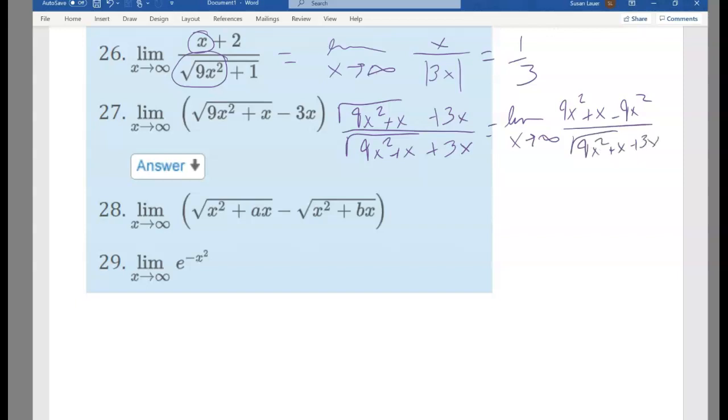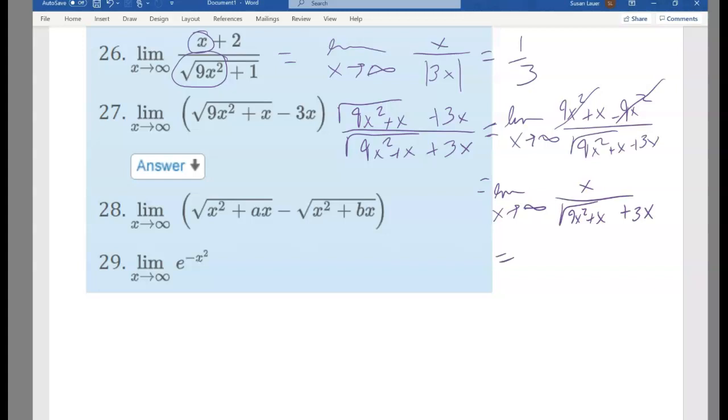Now you could have just put this in your calculator to see what this is going to be, but the algebraic steps are here. Sometimes if I ask you to do ones and I haven't said algebraically, if you give me the algebraic steps, I do give you bonus. So here I can see that the numerator, the 9x squares are going away, so I'm left with the limit as x goes to infinity of x over the square root of 9x squared plus x plus 3x.